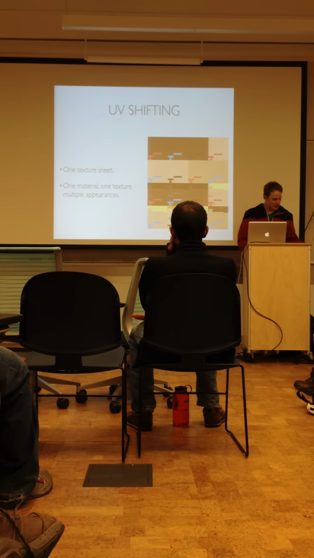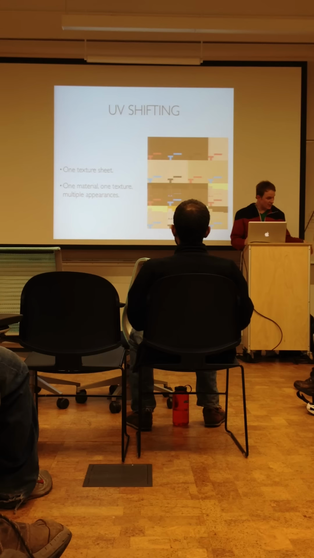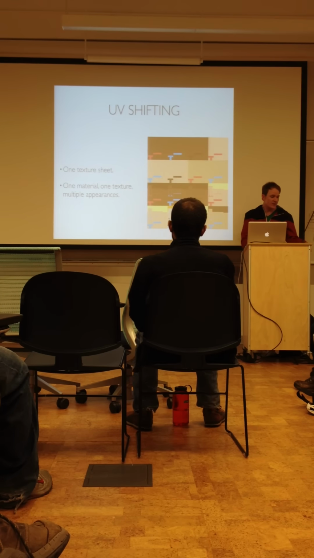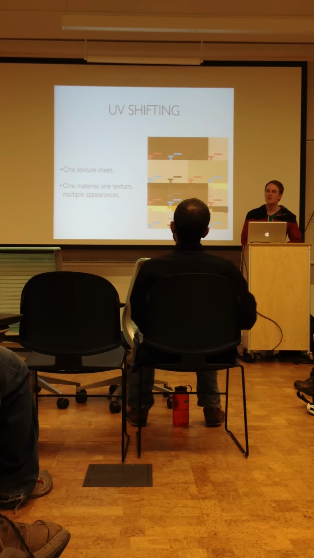So in terms of UV shifting, this is basically the crux of it: one texture sheet, one material, one texture, multiple appearances. That was really, really helpful. Are there any questions at this point, or general thoughts on things?